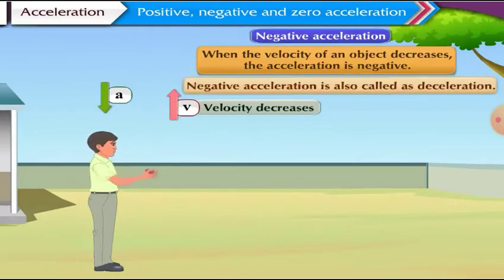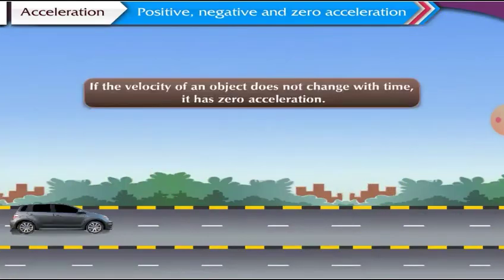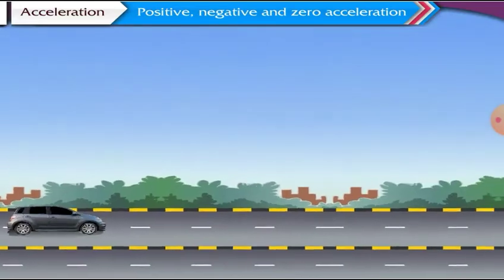Negative acceleration is also called deceleration. Its direction is opposite to the direction of velocity. If the velocity of an object does not change with time, it has zero acceleration. Zero acceleration is related to uniform motion.